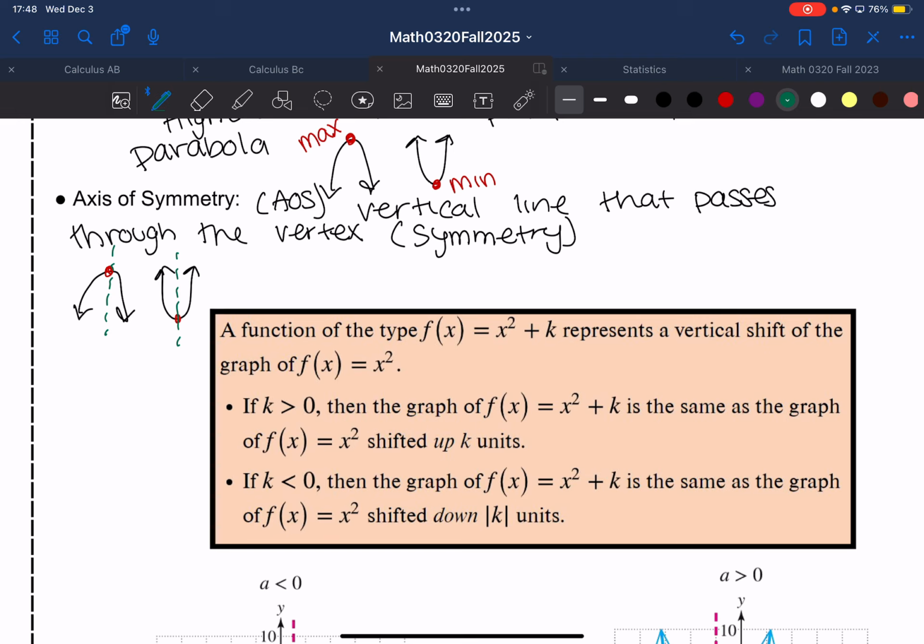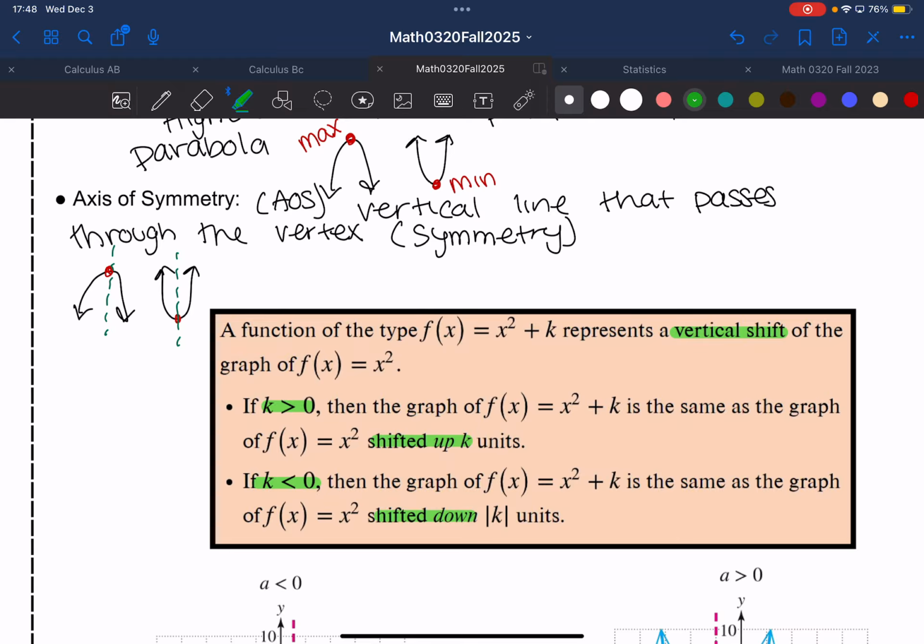So remember I said that the K value is going to tell us that we're moving the graph up or down. That is called a vertical shift, because vertical means we're going up or down. So if K is positive, greater than 0, then we're going to shift up K units. If K is negative, less than 0, then we're going to shift down K units.